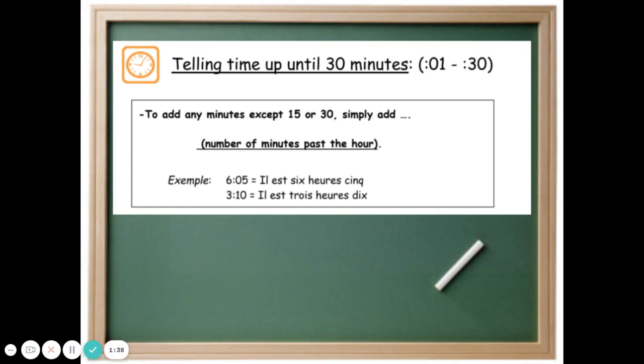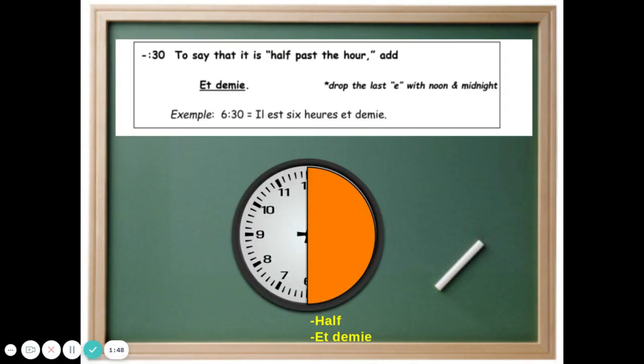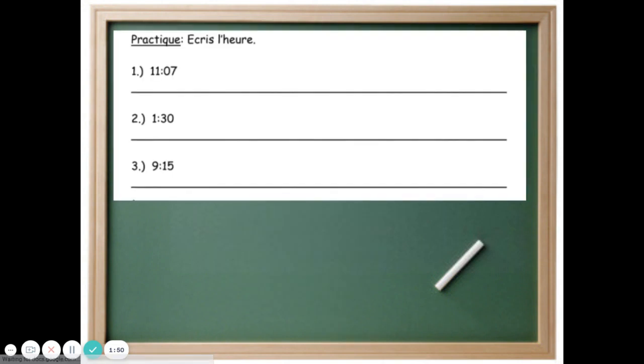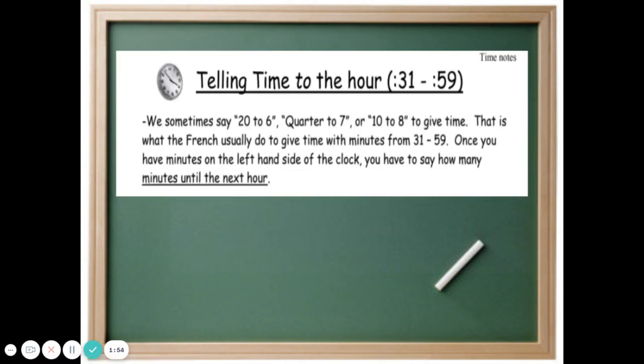Telling time up to 30 minutes. We did that one. That was where we started by just adding your minutes. Then you added your quarter. You added your half. And we filled all these in last time. Now we're heading to the time 31 to 59. This is when you're going to have to change your mindset a little bit.